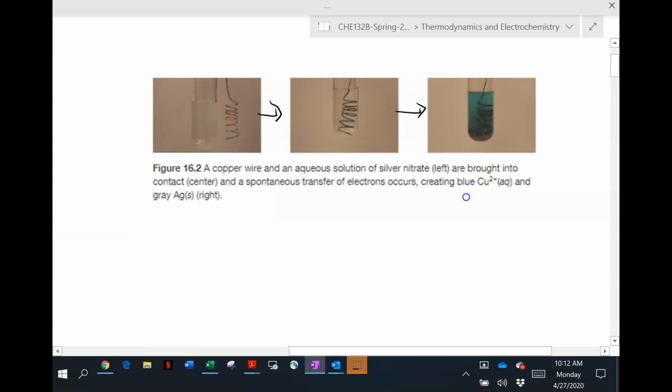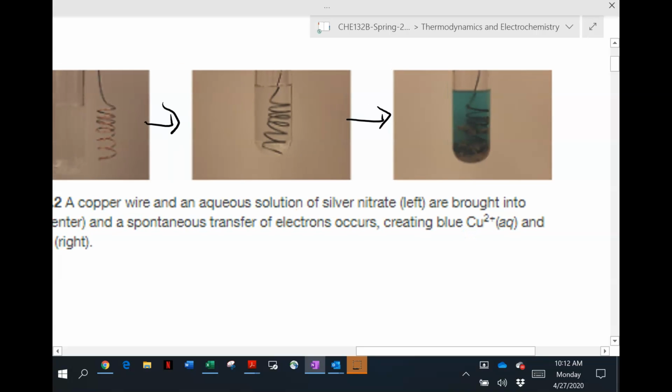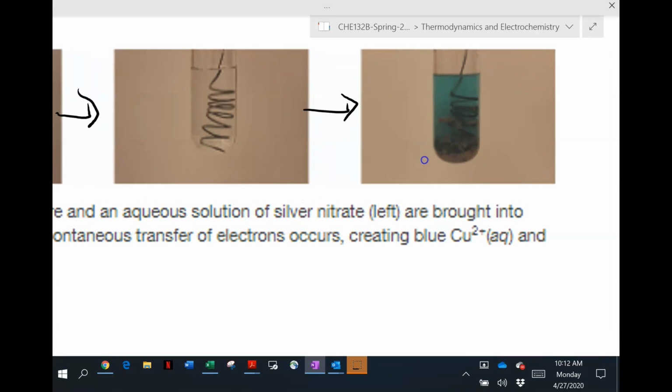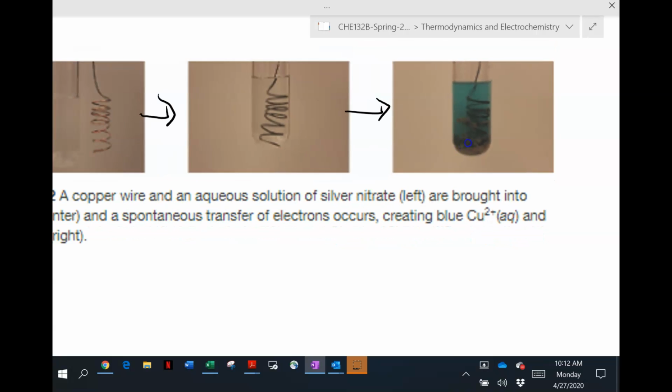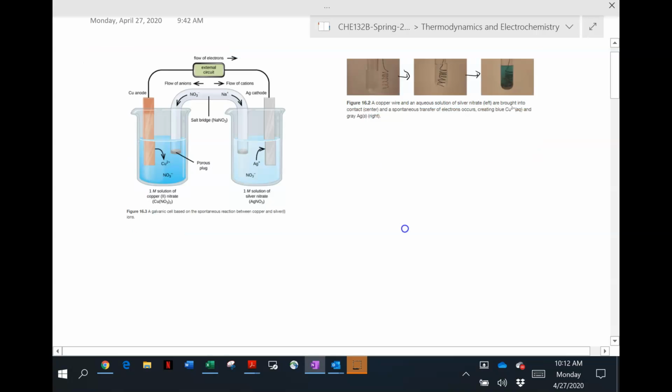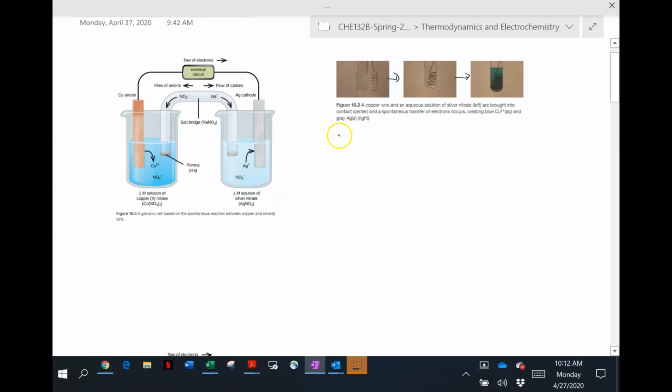If I zoom in a little bit, you can see that the solution has gotten blue. That's characteristic of the dissolved copper ion. You can even see some silver, kind of fuzzy, growing in on that copper wire. So this reaction is silver nitrate in aqueous solution plus copper solid goes to copper nitrate and silver metal solid. That's aqueous.